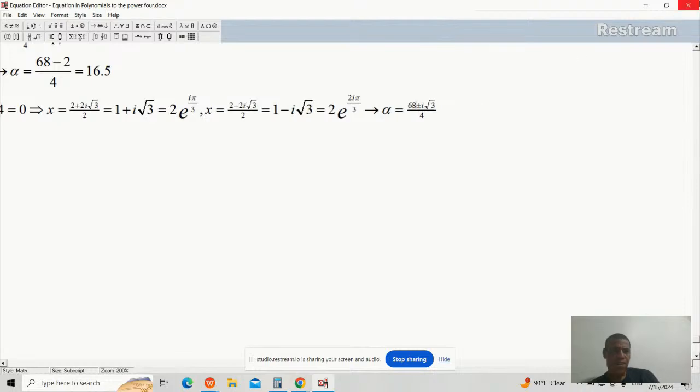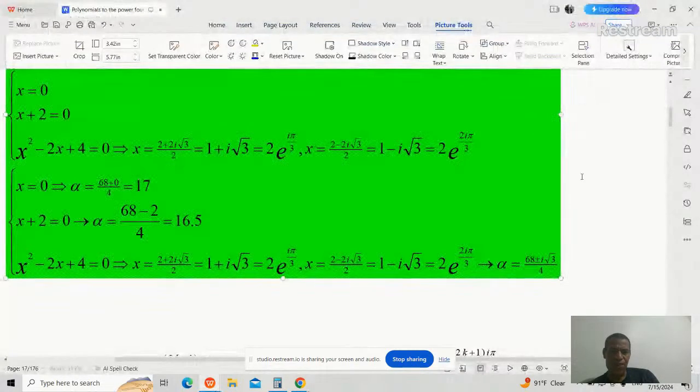Okay, so these are the four exact roots of my polynomial. I solved the equation. Now we have two real roots, 17 and 16.5. The other roots are complex numbers, and we wrote them in terms of 68 plus 2 exponential i pi over 3, all divided by 4, because we divide them by 4.